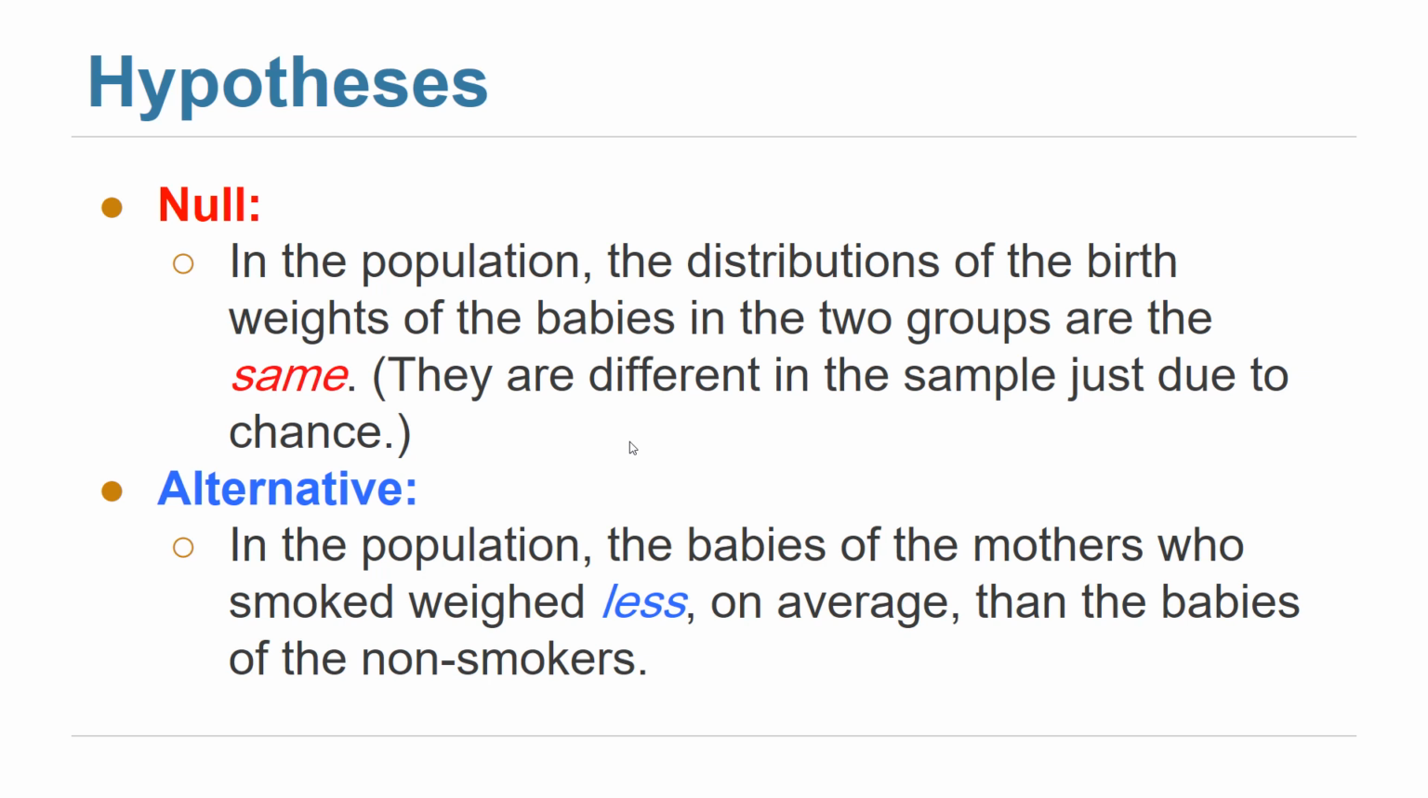The null hypothesis states that the average weight of babies in both groups are the same, or different just due to chance, and the alternative is that the average weight for babies from smoking mothers is less than the average weight of babies of non-smoking mothers.